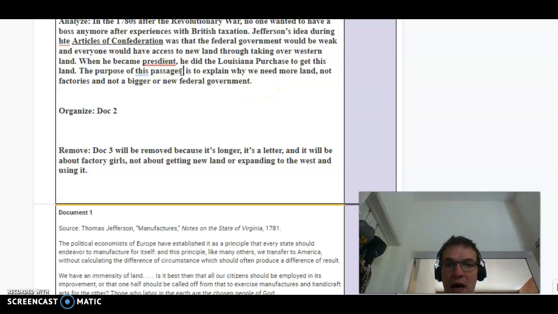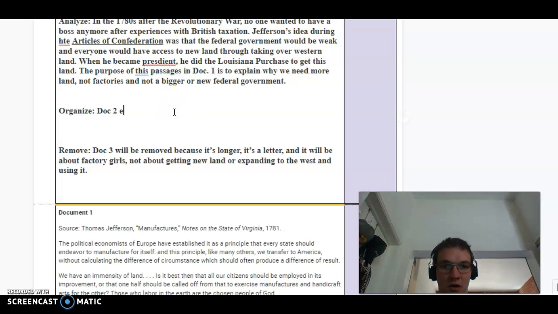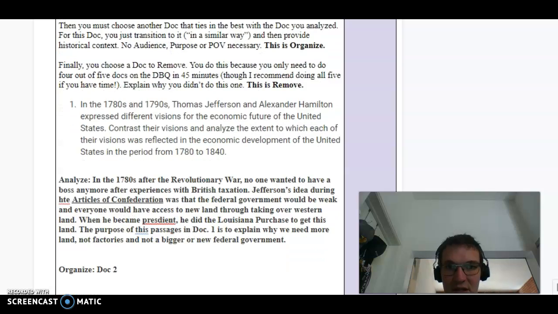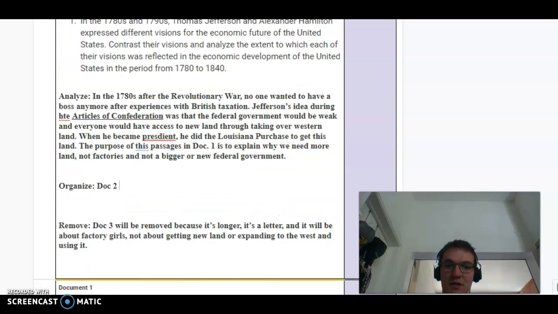Okay, and let me go back up here. The passage in document 1 is to explain what I need. Document 2 exhibits, well, that's just like show. Document 2, and oh yeah, I don't have to do audience, purpose, point of view here, right? Okay, that's right, with organize. Okay, document 2 happens in the 1830s and 1840s.